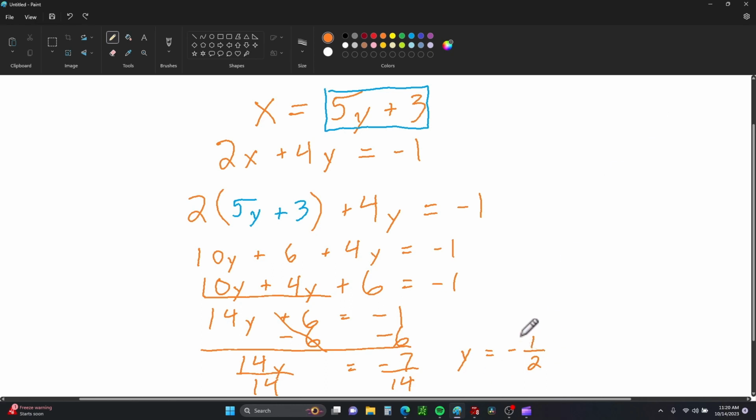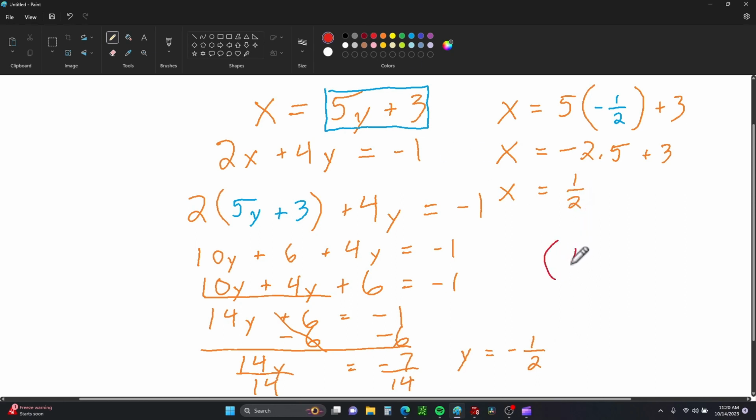Now I'll take this result and I'll replace the y here with the minus 1/2. So I'll have x equals 5 times, and in the parentheses we'll have the minus 1/2. So I get x equals, and then half of 5 is 2.5, so it's minus 2.5 plus 3. So x is going to equal 1/2. So my point where the two meet is going to be 1/2 comma minus 1/2. And that is the solution.